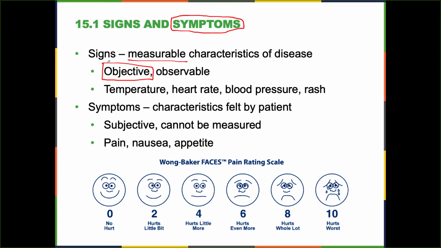And then on the flip side, symptoms are characteristics that are felt only by the patient, right? So they're subjective. They cannot be measured. Some very common ones are things like pain, nausea, appetite, right? There's no measure. They can't take a device, poke you, and say, okay, you are at pain level 10, I can feel it based on my pain meter, right? It doesn't quite work like that.